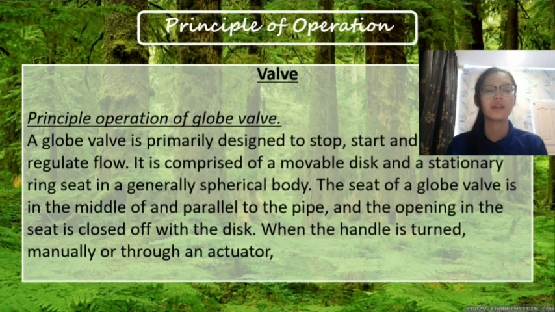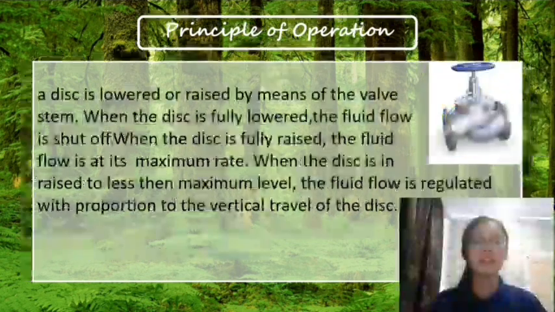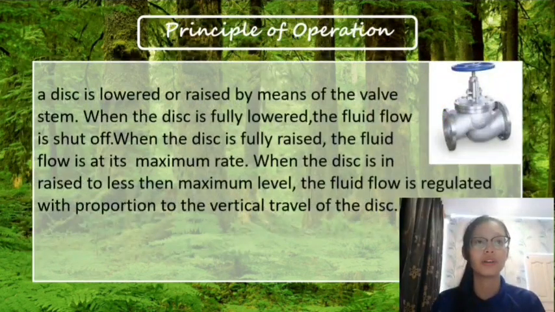When the handle is turned, manually or through an actuator, a disc is lowered or raised by means of the valve stem. When the disc is fully lowered, the fluid flow is shut off. When the disc is fully raised, the fluid flow is at its maximum rate. When the disc is at rest at less than maximum level, the fluid flow is regulated in proportion to the vertical travel of the disc.